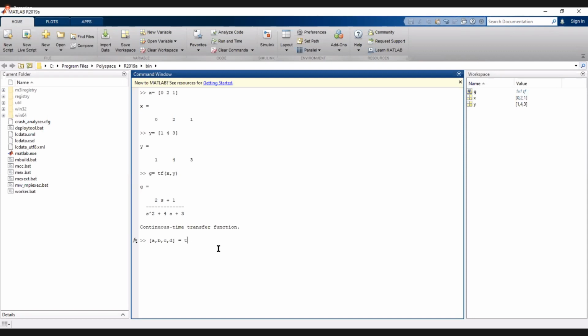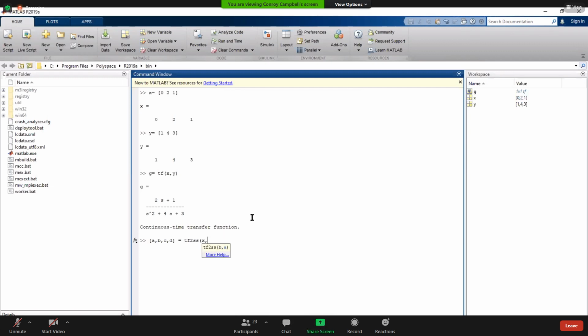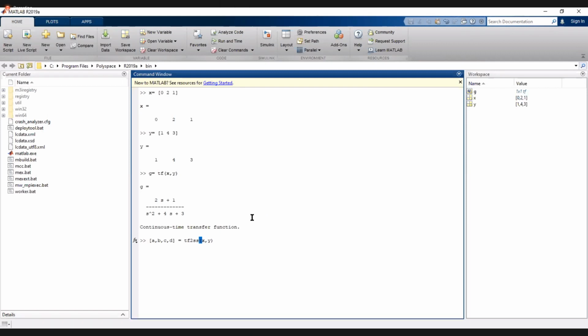Transfer function, TF. Just TF. When you finish it, TF to T2, the number 2, SS, state space. Open bracket, that one. X, Y, X comma Y, and press enter.